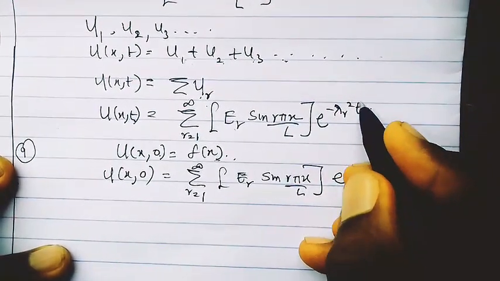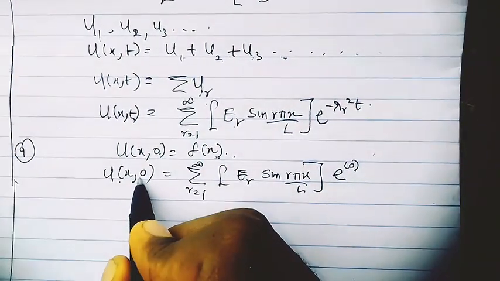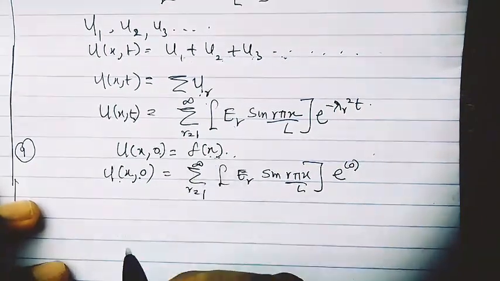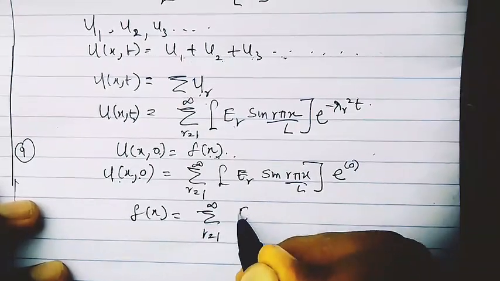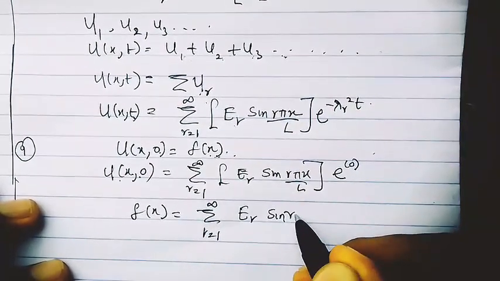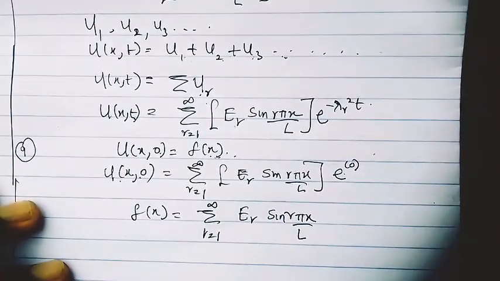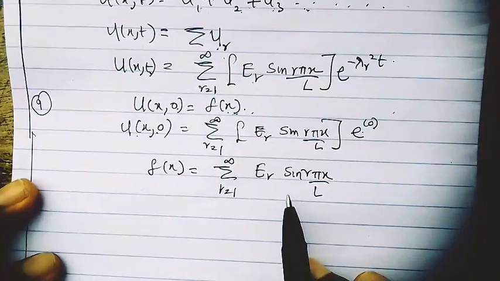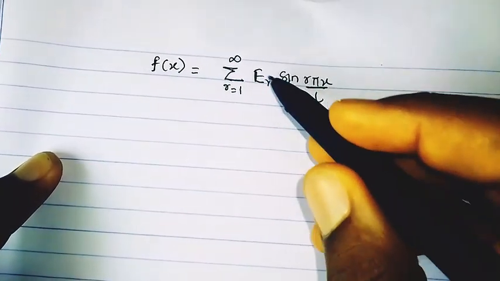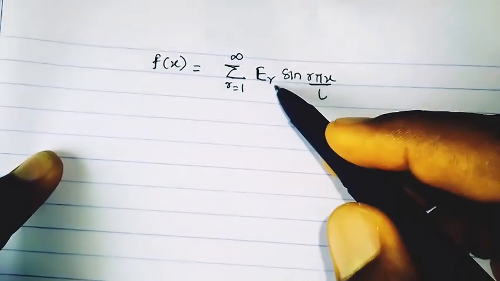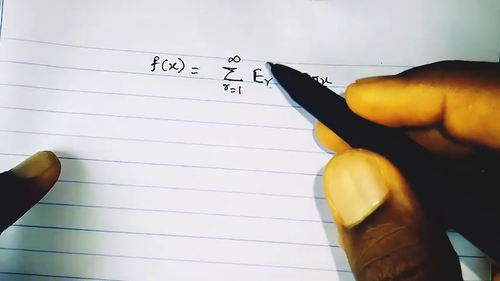times the exponential. Now when I put t equal to 0 here, the exponential of 0 is equal to 1. So u, when t is equal to 0, is a function of x. So f(x) equals the summation from r equal to 1 to infinity of E_r sin(r pi x over L), since the exponential of 0 is 1. Now we apply the rule of Fourier series and we can deduce the formula for E_r. The only thing missing in our equation is E_r.